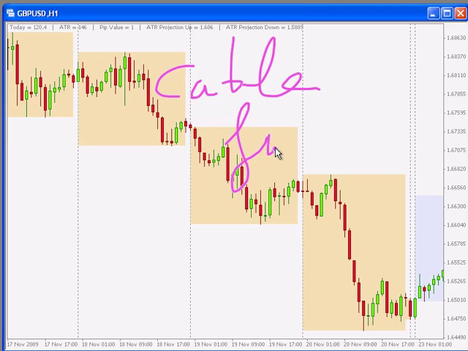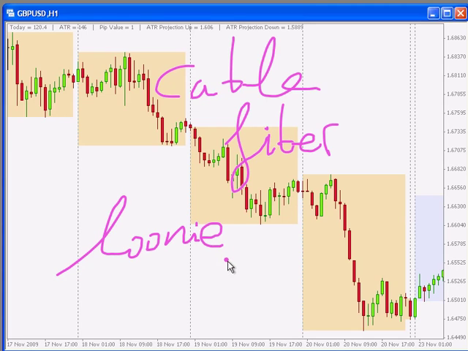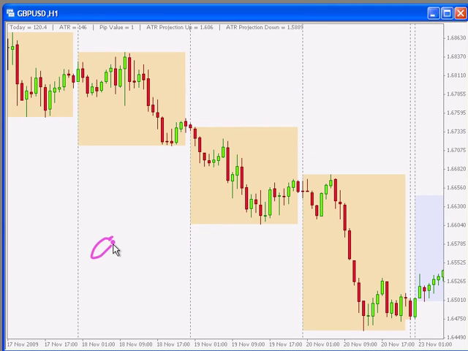Fiber is the euro against the American dollar. That's an I there, fiber. The loonie is the American dollar against the Canadian dollar. The GEPI, let me write that down.